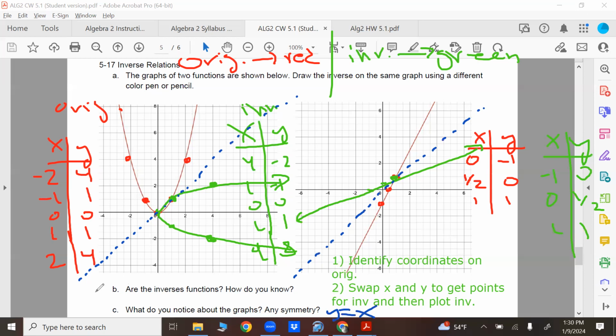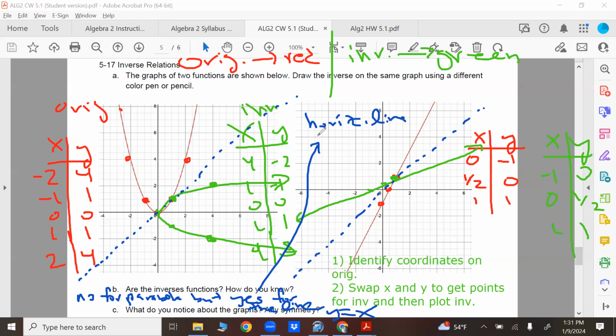For part B, are the inverses functions? No for the parabola, but yes for the line. And how do you know? Horizontal line test on the original, or vertical line test for the inverse. If you want to do that, you can do that too.